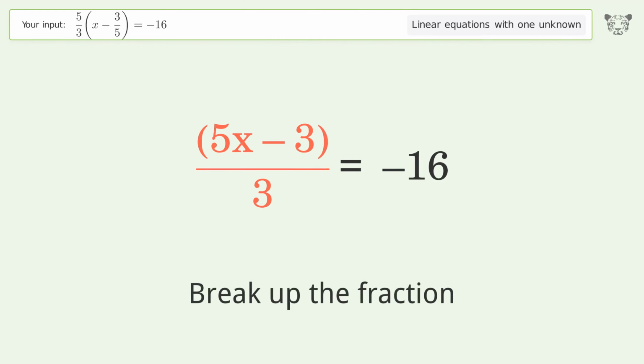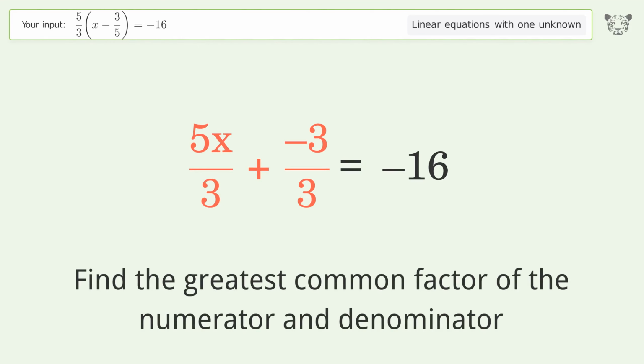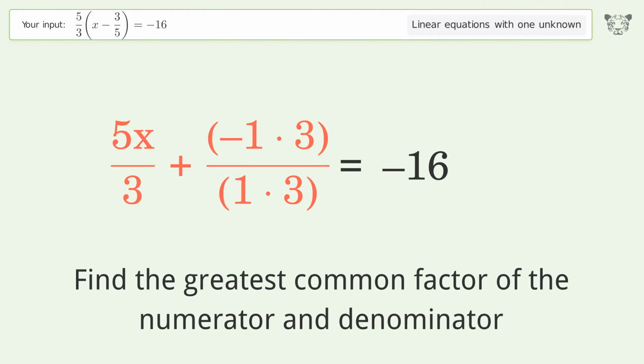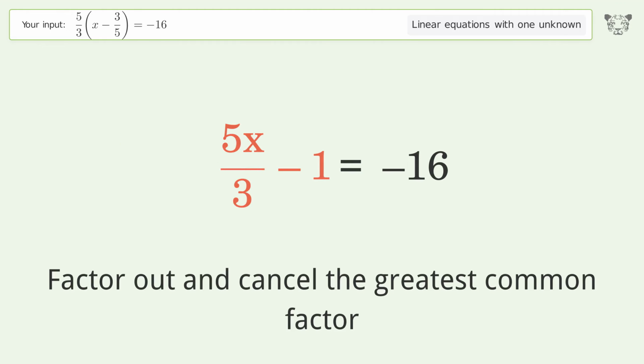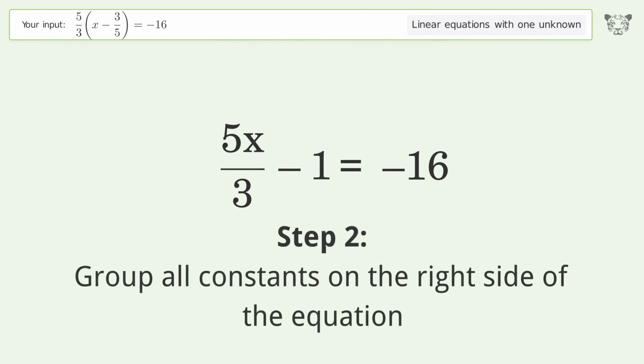Break up the fraction. Find the greatest common factor of the numerator and denominator. Factor out and cancel the greatest common factor. Group all constants on the right side of the equation.